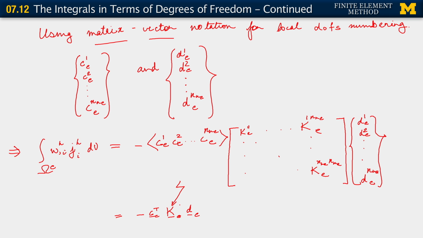Okay? And by reference to what was done in the 1D case, we would call this the element conductivity or diffusivity matrix, right? Depending upon what problem we were solving, depending upon what physical problem we were solving. Okay? All right, clear enough, hopefully.